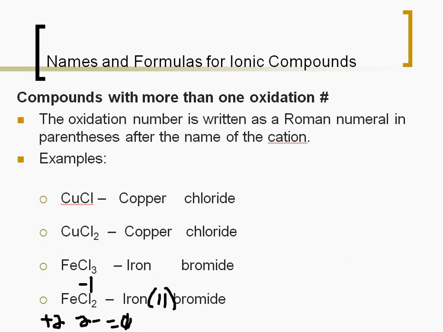So those elements that are colored in the periodic table definitely have more than one oxidation number. They need a Roman numeral when you label them.